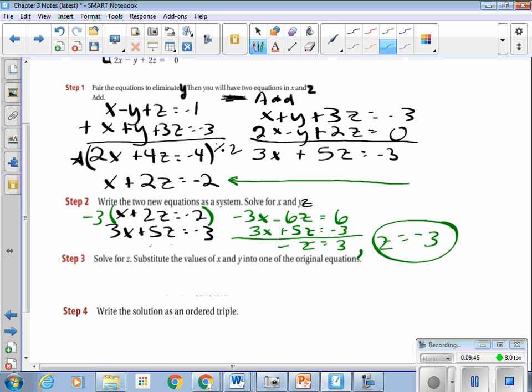Okay. If z is equal to -3, let's go ahead and plug that in and find what x equals. I'm going to pick my simplest equation, x plus 2z equals -2, to plug it in. You could technically plug it into this one, or this one, I pick the simpler one. Work smarter, not harder. So we get x plus 2 times negative 3 equals negative 2. 2 times negative 3 is negative 6. I'm going to add 6 to both sides, and I get x equals 4.